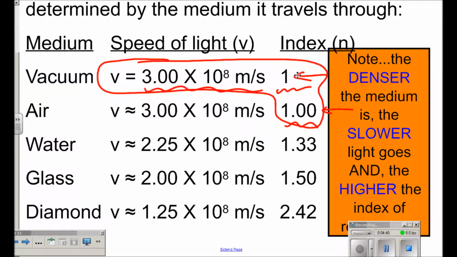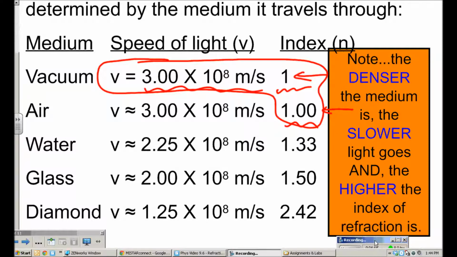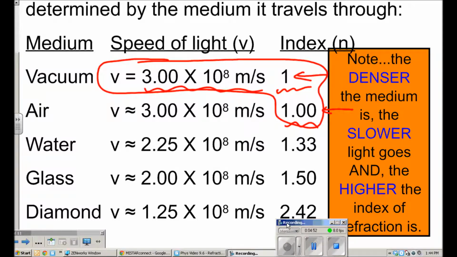You should also please know that, I hope you can read this on your screen, it says the denser the medium is, the slower the light goes, and the higher the index of refraction is. Okay? So that is what the index of refraction is. The higher the index is, the slower the light goes.